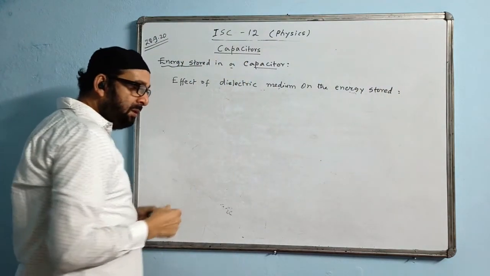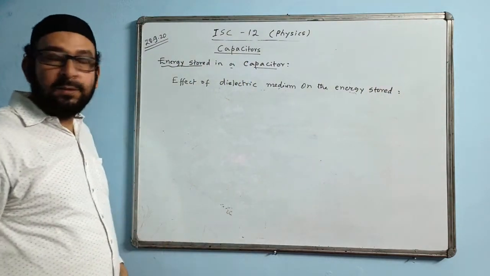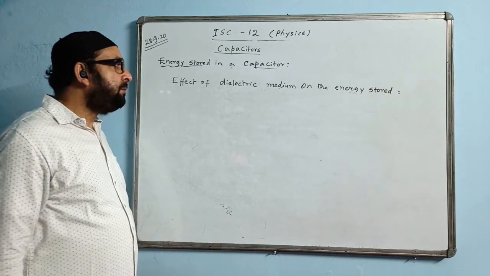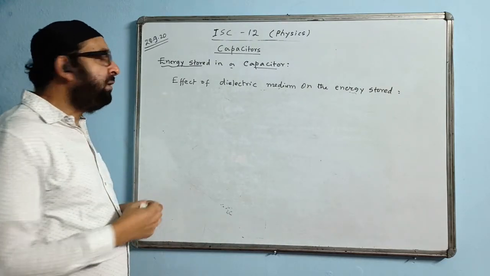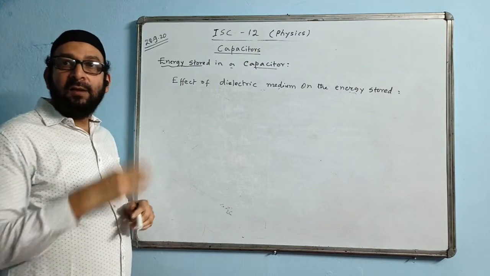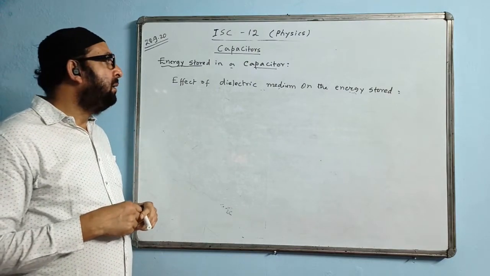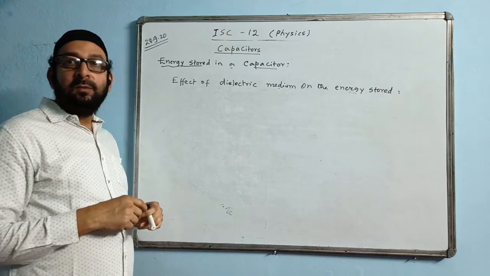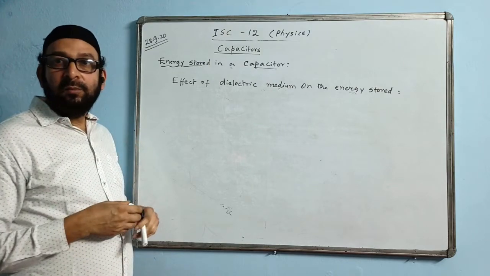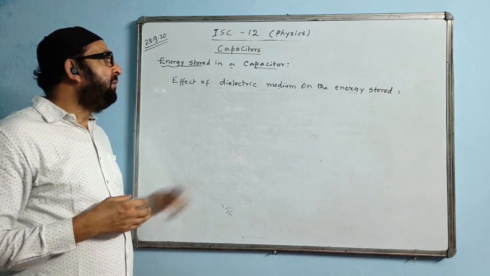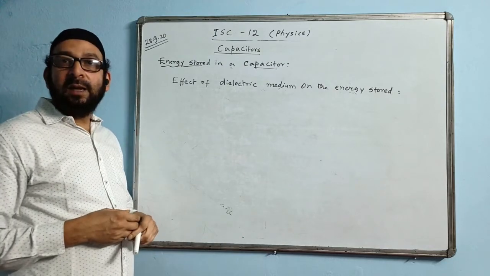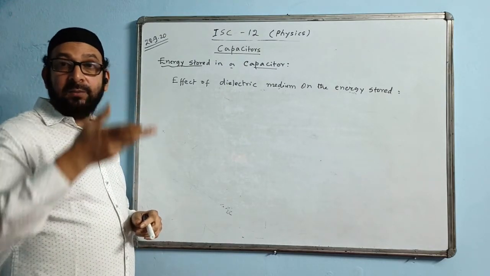The effect of dielectric medium on the energy stored in a capacitor. We know the formula of energy stored in a capacitor. What is the formula? Half CV squared. Just now we derived that energy stored depends upon C and it depends upon the value of potential V. When we have a dielectric medium, what happens to the capacitance? It increases by K times.